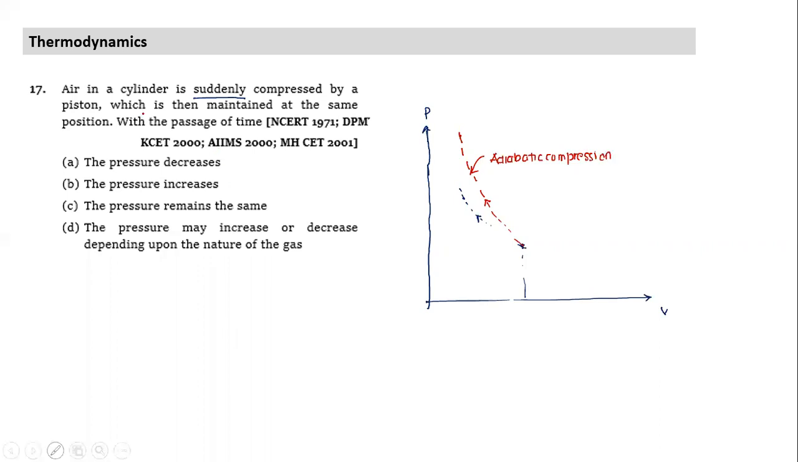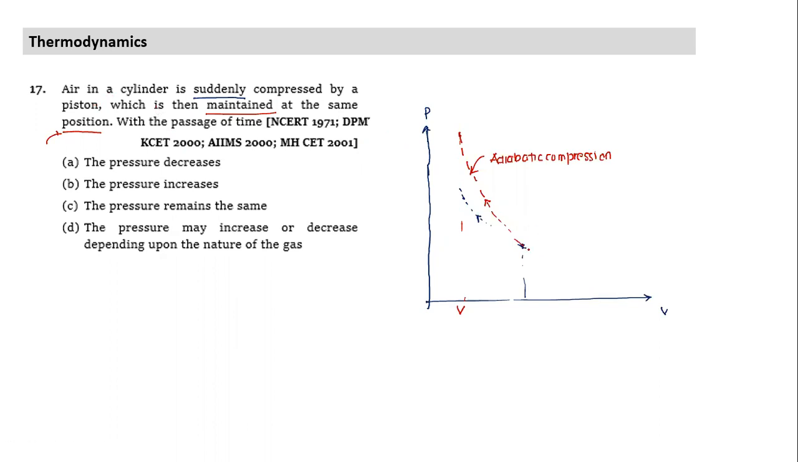Now the question is, and then maintained at the same position. What is the meaning of same position, and what is the meaning of maintained? Same position means the volume is constant. The volume does not change, this volume will remain the same. And maintained means it is kept in the same surrounding.